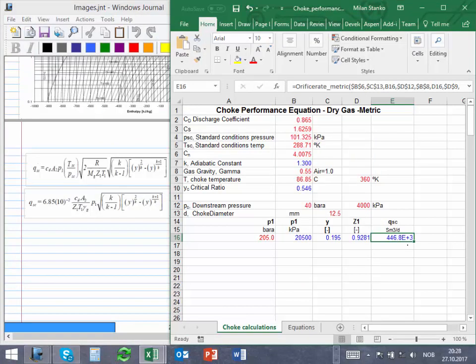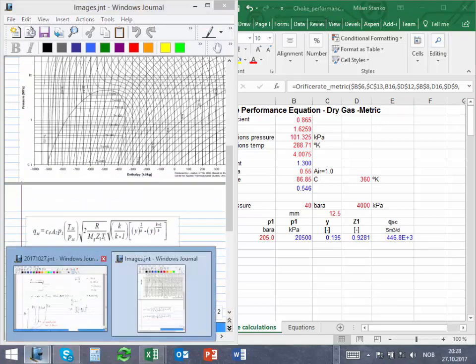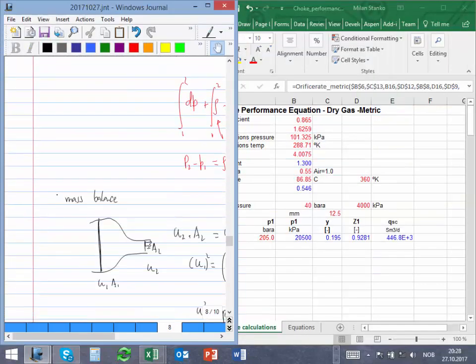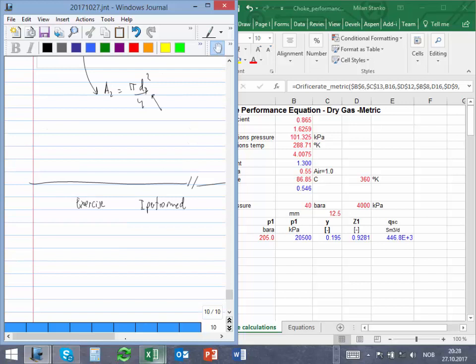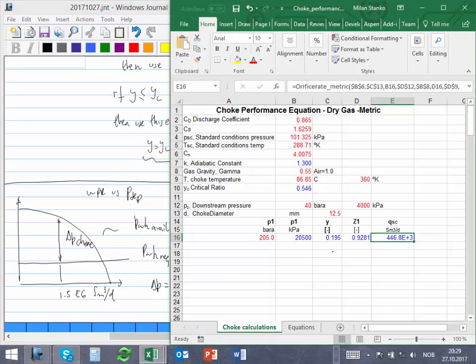And remember how much I wanted? Do you remember? I wanted 1.5 e to the 6. And for that upstream and downstream pressure, and for everything else, I'm getting 446. So what to do? I told you three days ago that we could use something. It's like having a very efficient little brother or sister that can do it for you. The Solver.